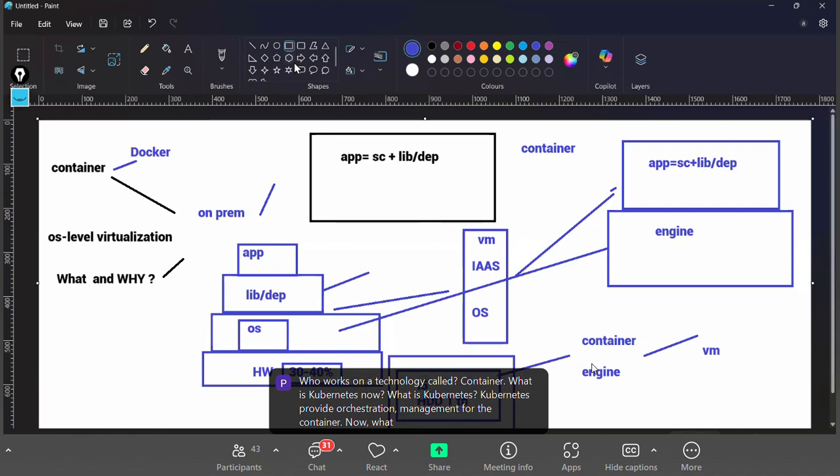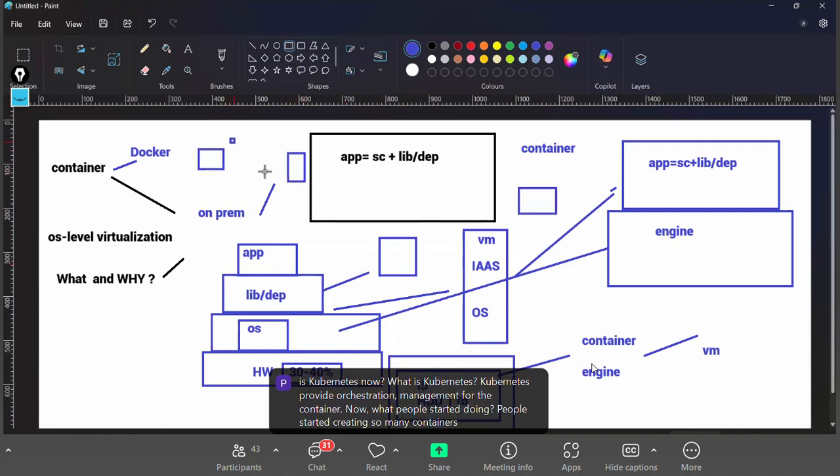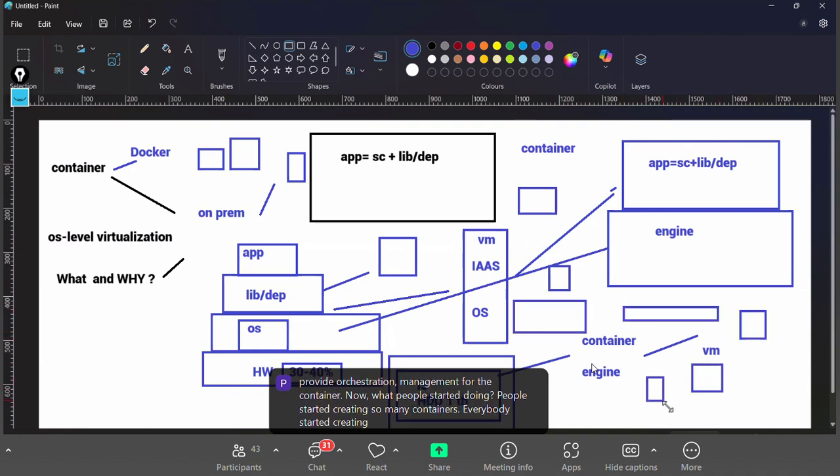Now what did people start doing? People started creating so many containers. Everybody started creating containers, microservices, container of application, container of application. Our population is almost 1.5 billion, right? I'm talking about the world population, which is too huge now. Management has to be there, otherwise resources will not be enough. Similarly here, people started creating so many containers. Because of that, management of containers became a necessity. Another Superman came into the market called Kubernetes. What will Kubernetes do? Kubernetes will manage the containers, right?